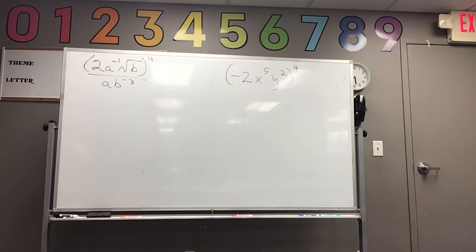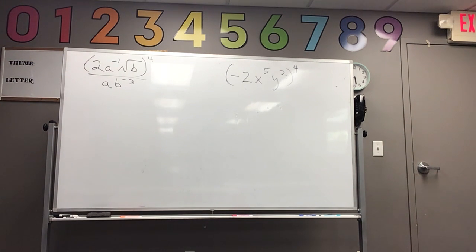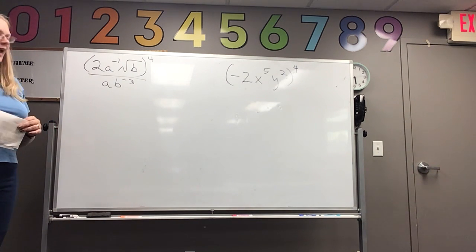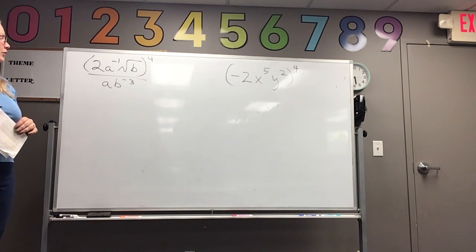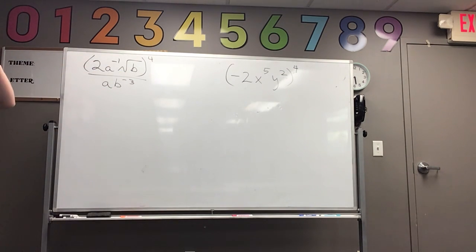All right. First one. What would you do first? There's not necessarily a right or a wrong answer, but just how your brain tackles it. What would you do first? Distribute the exponent. Distribute the exponent? I agree. That's probably the safest one.